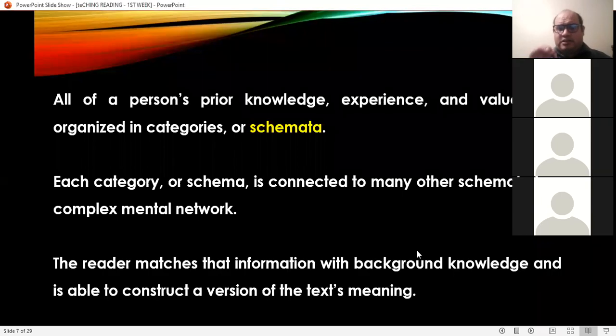Now, the reader matches that information with background knowledge and is able to construct a version of the test meaning. Remember, we're going to match, we're going to compare this information with our knowledge, and we are going to be able to construct a version of the test meaning, all right? For example, sometimes it is difficult to have a precise meaning, because not all people have the same background knowledge.